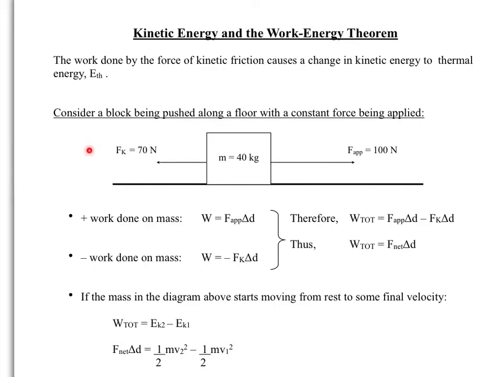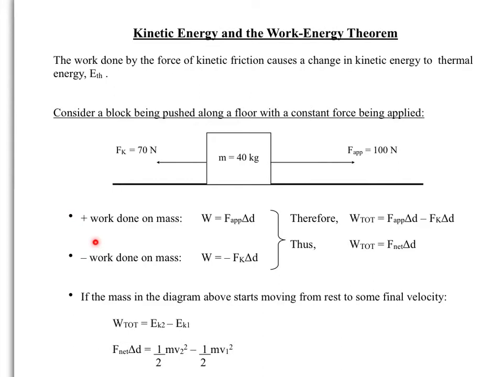So if you were to take a look at the work that's being done on this object, we can simply say that this applied force of 100 newtons must be doing positive work on my 40 kilogram mass. Why is it doing positive work? Well, because it's helping the motion towards the right. On the other hand, my force of kinetic friction of 70 newtons is hindering the motion of the box, which means that even though the box is moving forwards, the force of kinetic friction is preventing it from reaching a faster maximum speed. Therefore, it's doing negative work on the mass as well.